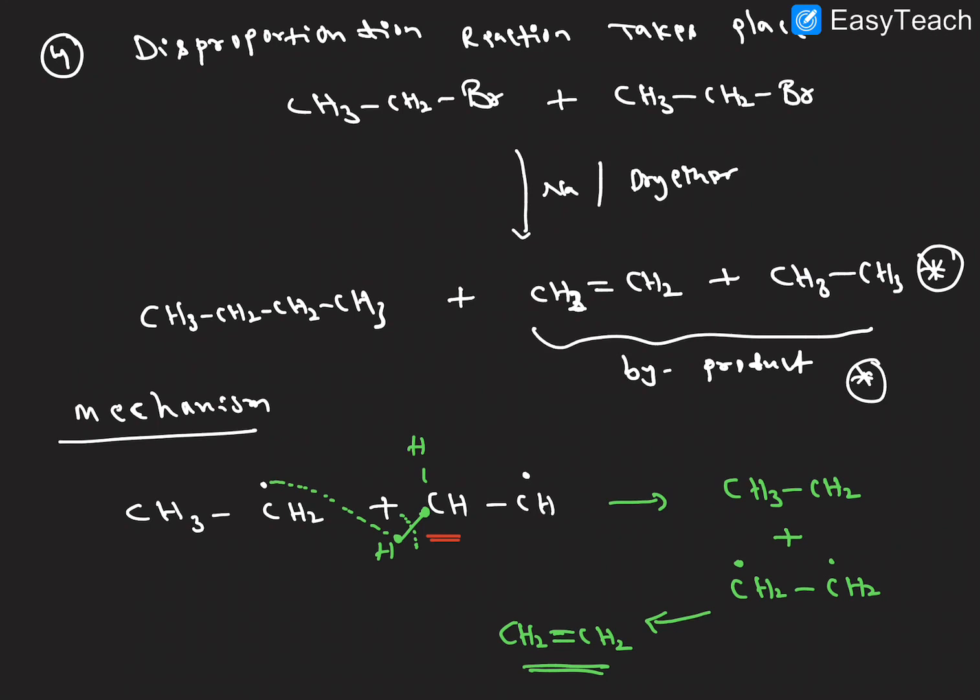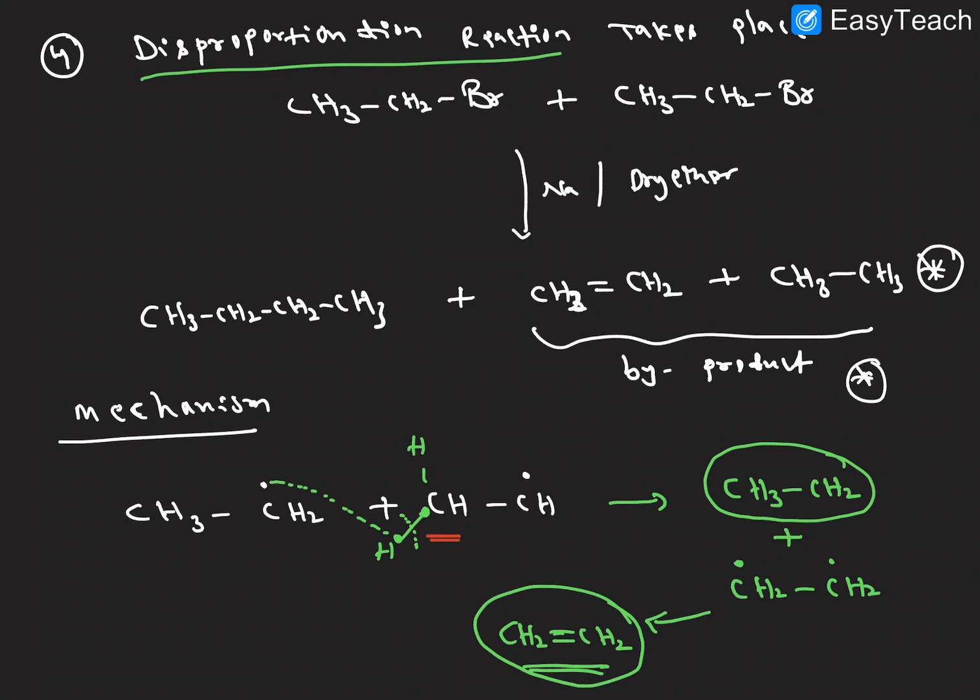So like this we will get disproportionation reactions. This is reduction taking place, and this is oxidation taking place. So both reduction and oxidation are taking place in the carbons. That's called a disproportionation reaction. Right?